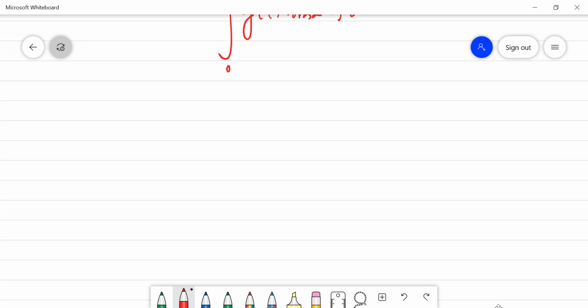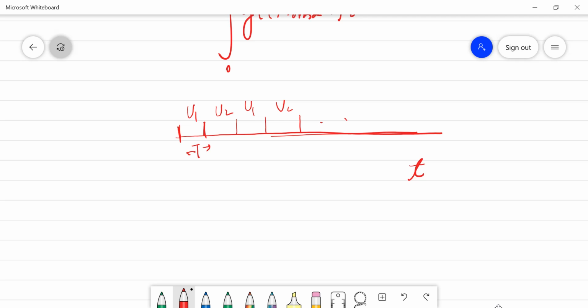Suppose this is the time axis, and suppose there are only two users, so you allocate some time period capital T. First you allocate this to user 1, then to user 2, then to user 1, then to user 2, and so on and so forth. So the receiver knows that in the first time slot the signal corresponds to user 1, then it corresponds to user 2, then user 1, and so on. So this is called time division multiplexing.